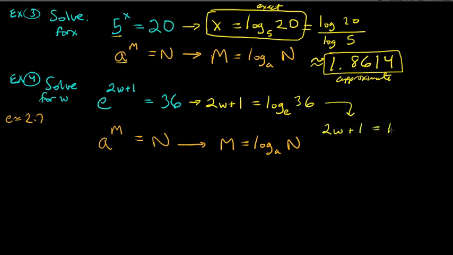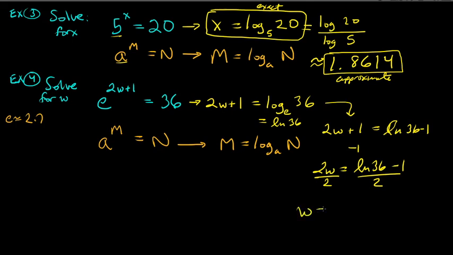Okay. Now we're not quite done yet because we have to solve for w, not 2w plus 1. Oh, by the way, remember log base e is also natural log, ln. So I'm going to write this as ln of 36. Right, so subtract 1 from both sides, and you get 2w is equal to natural log of 36 minus 1, and now just divide by 2. So w is going to be the natural log of 36 minus 1 all over 2.